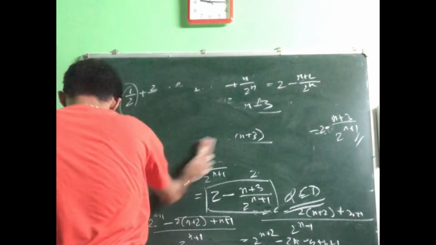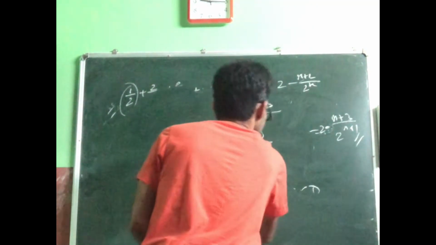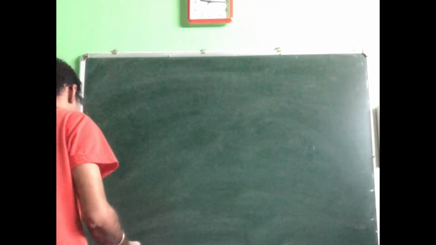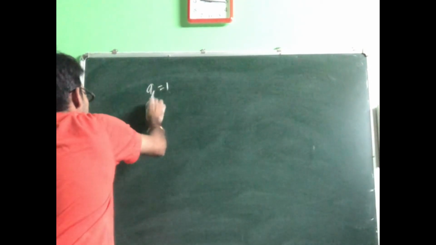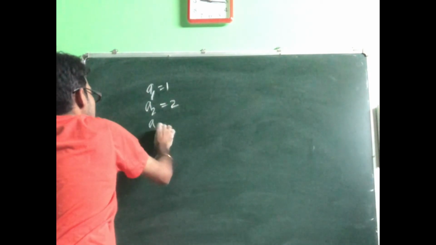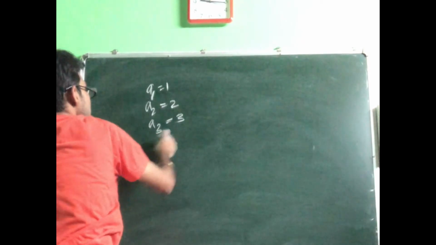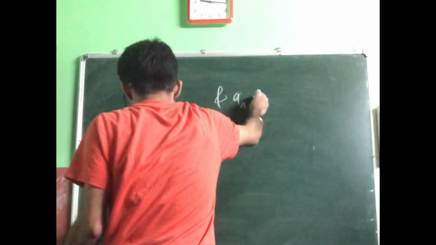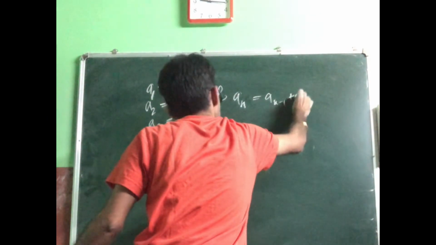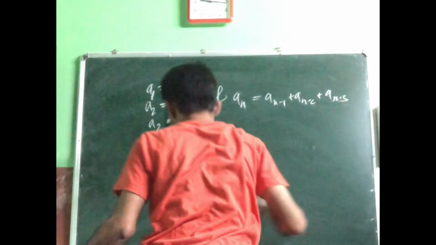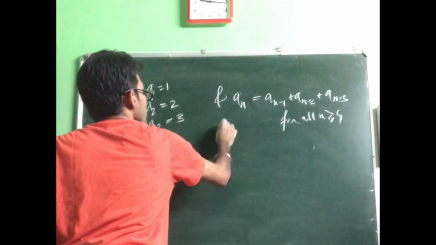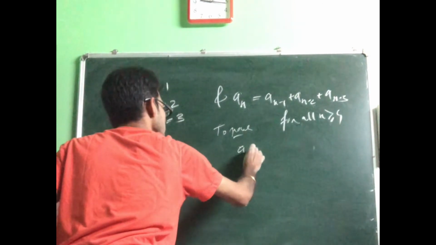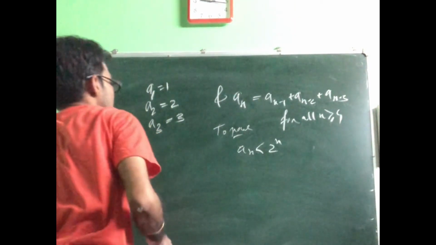Okay, let's try to look into another problem, and the problem is given a1 defined to be equal to 1, a2 is defined to be equal to 2, and a3 is defined to be equal to 3, and then they have given a relation a n is equal to a n minus 1 plus a n minus 2 plus a n minus 3, for all n greater than or equal to 4, we need to prove a n is less than 2 to the power n.